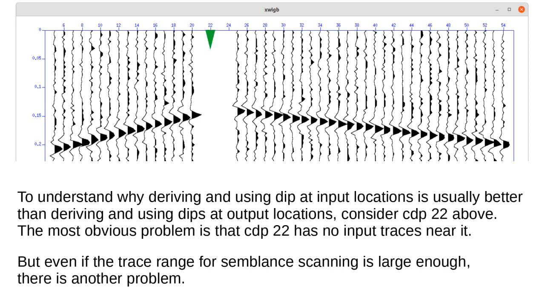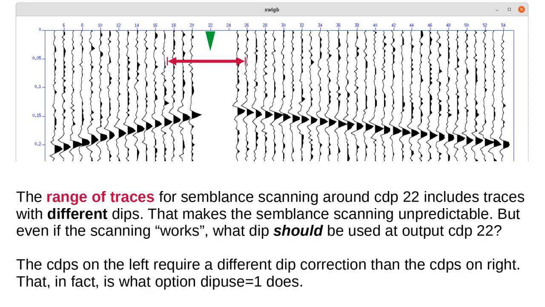To understand why deriving and using dips at input locations is usually better, consider missing CDP22. The most obvious issue is that CDP22 has no input traces near it. But even when the range of traces for semblance scanning is large enough, that means traces with different dips are included in the scanning for output CDP22.